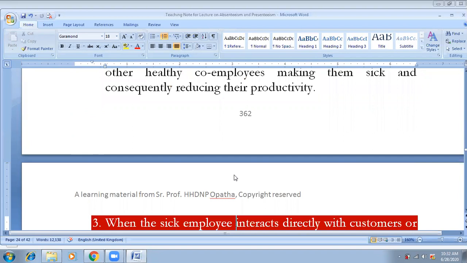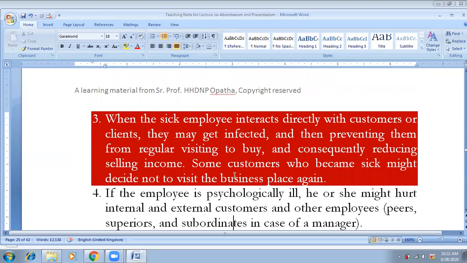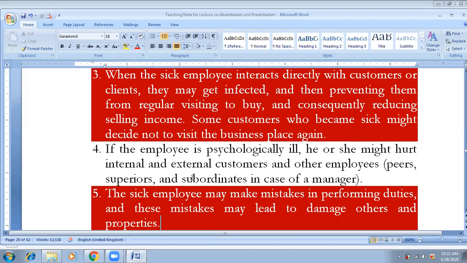Then their productivity will also get reduced or lost. The third bad consequence of presenteeism: when the sick employee interacts directly with customers and clients, they may get infected, preventing them from regularly visiting to buy and consequently reducing sales income. Some customers who became sick might decide not to visit the business place again, reducing customer loyalty and losing customer revisits.